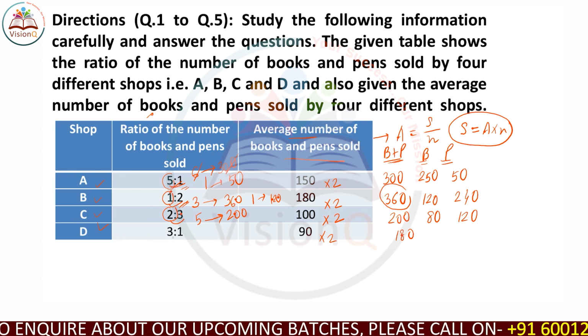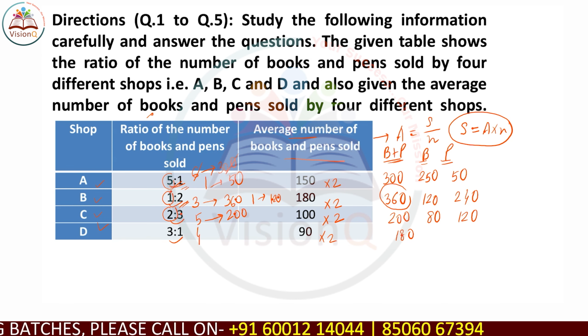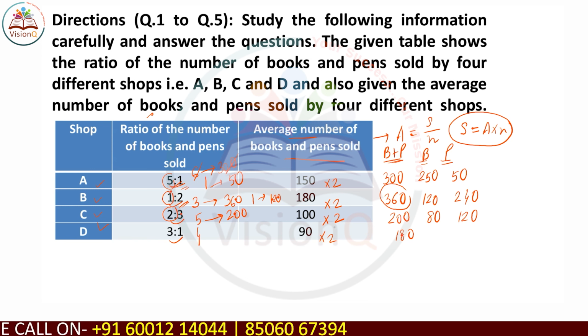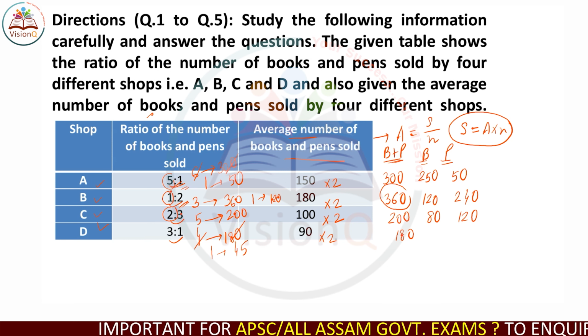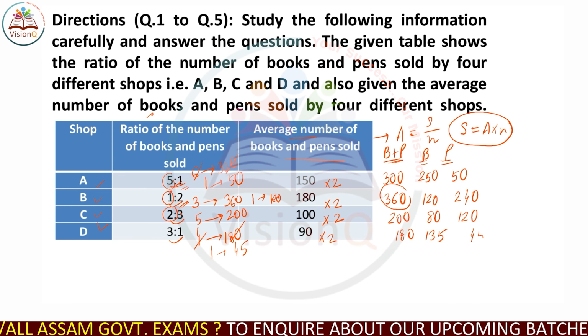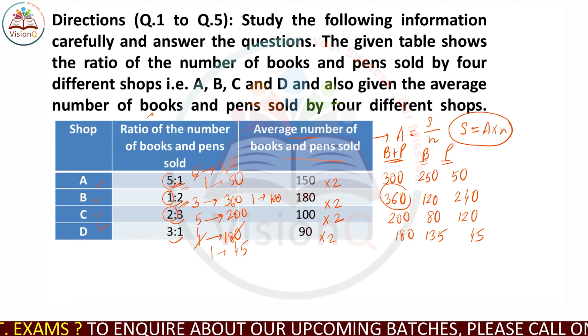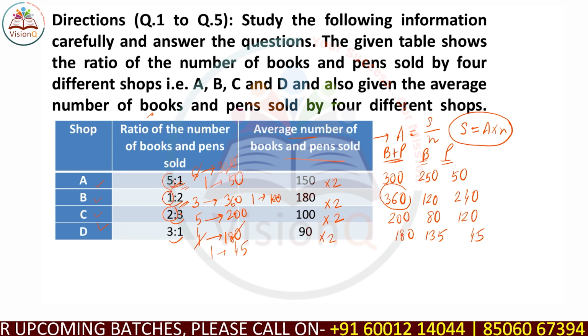Next come to shop D. The total as per ratio is 4. But the total number of books and pens sold is 180. So if 4 represents 180, then 1 represents 45. If 1 represents 45, what is 3? 3 will be 3 into 45, which is 135. And 1 is 45. So I have found out the respective numbers of books and pens sold by the stores or shops A, B, C and D.